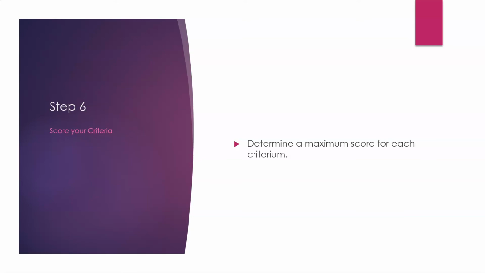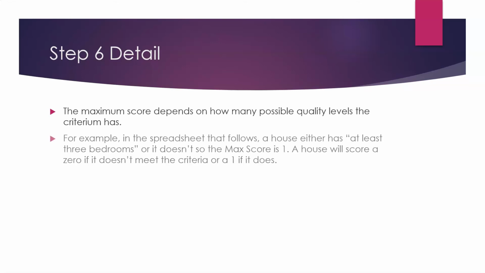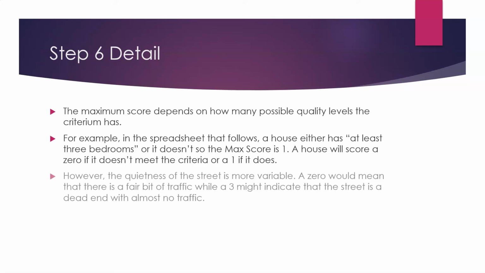Step 6 is to score your criteria. Determine a maximum score for each criterion. A little more detail on step 6. The maximum score depends on how many possible quality levels the criterion has. For example, in the spreadsheet that we talked about, a house has either at least 3 bedrooms or it doesn't. So the maximum score is 1, and the minimum score is 0, and there's nothing in between. A house scores 0 if it doesn't meet the criteria, or 1 if it does.